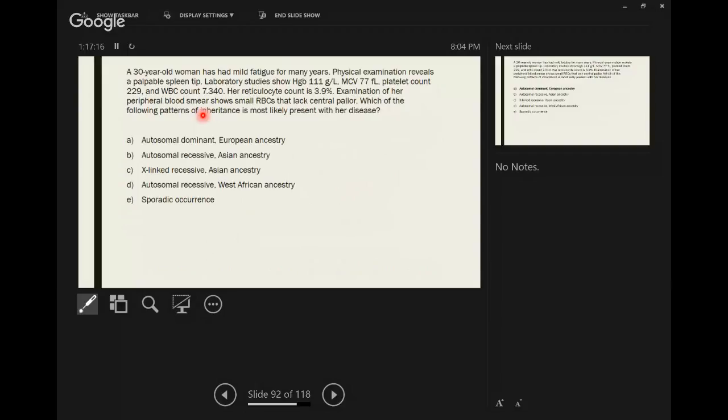Oh, hey, Yushika. 30-year-old woman has had mild fatigue for many years. Examination shows a palpable spleen tip. She's slightly anemic and it's microcytic. She's got a normal platelet and white blood cell count, but an increased reticulocyte count. Her peripheral blood smear shows red blood cells that lack central pallor. Which of the following patterns of inheritance is most likely with her disease? Oh, I think this is really mean, actually.